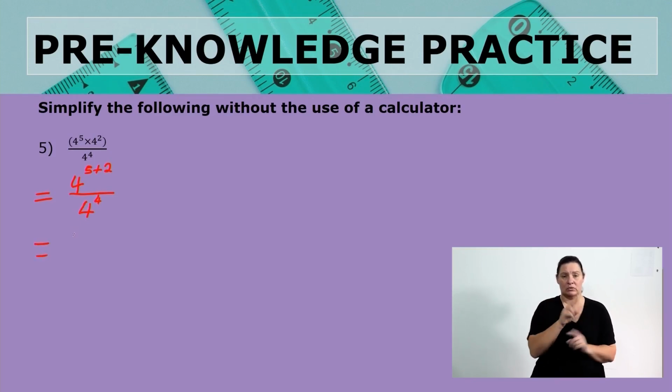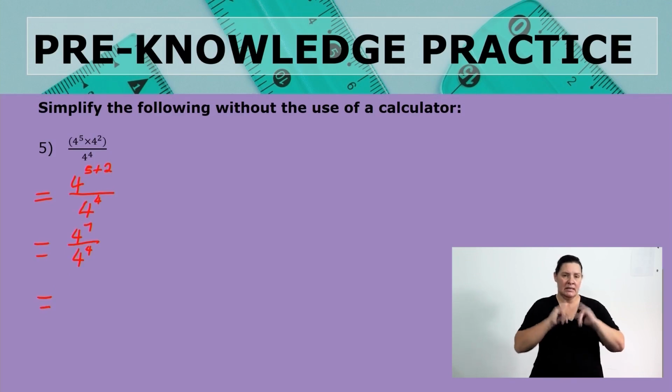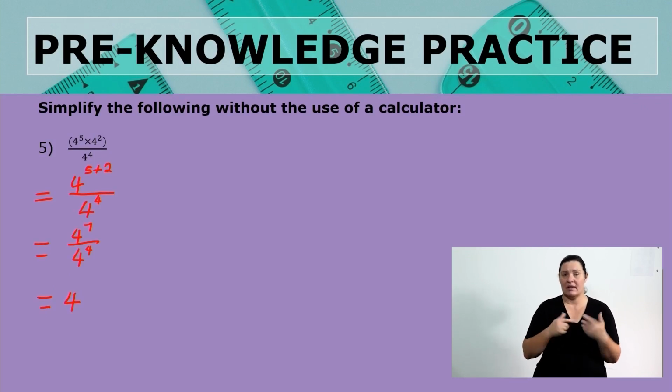So what is 5 plus 2? That is 7 and we still have the 4 there. Again, we are dividing powers that are the same base. So we are just going to subtract those two exponents, and that is going to give us 7 minus 4, which is a 3. Okay, I hope you remembered how to do those questions.